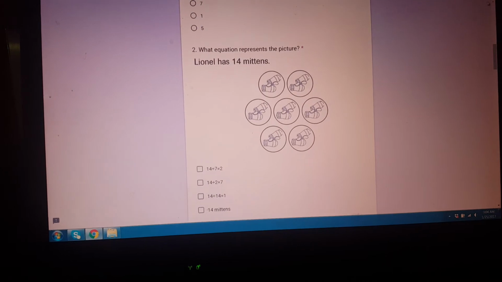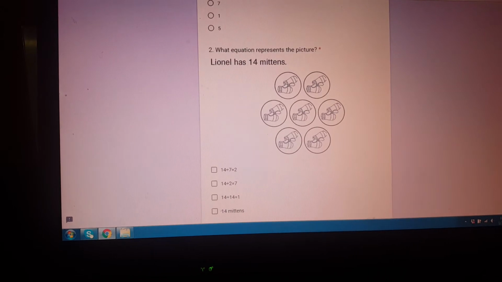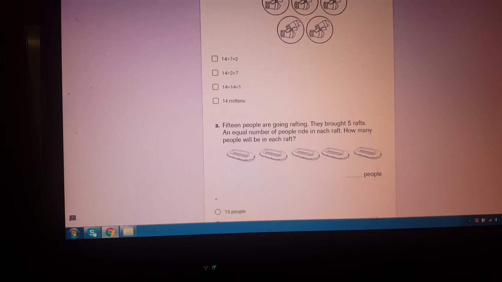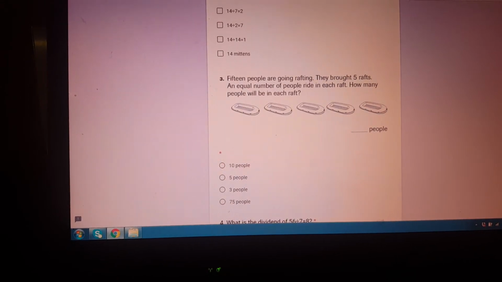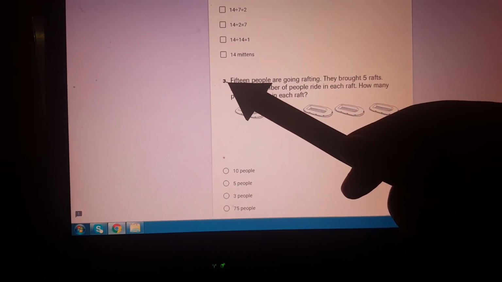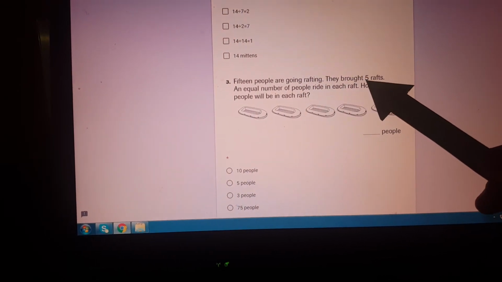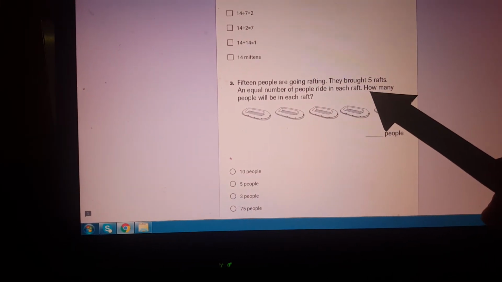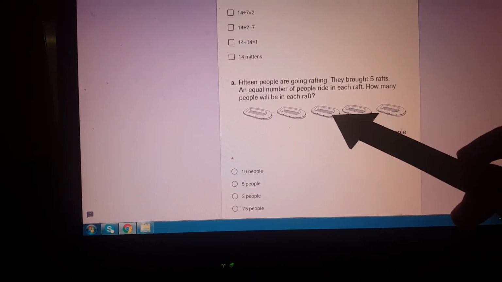Pause the video if you need more time to do your work. I am moving on to number 3. Number 3. 15 people are going rafting. They bought 5 rafts. An equal number of people ride in each raft. How many people will be in each raft? 1, 2, 3, 4, 5.